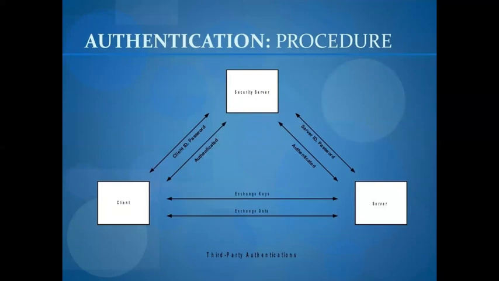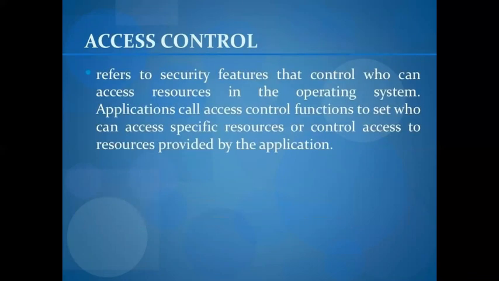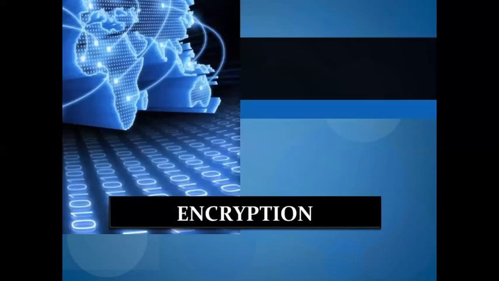Authentication procedure: the client sends the client ID and password for authentication. Then the server sends the server ID and password. Then the authentication exchanges the data with the help of key data. That is the exchange of data. Access control is the security feature that controls access to resources in the operating system and applications, called the access control function.